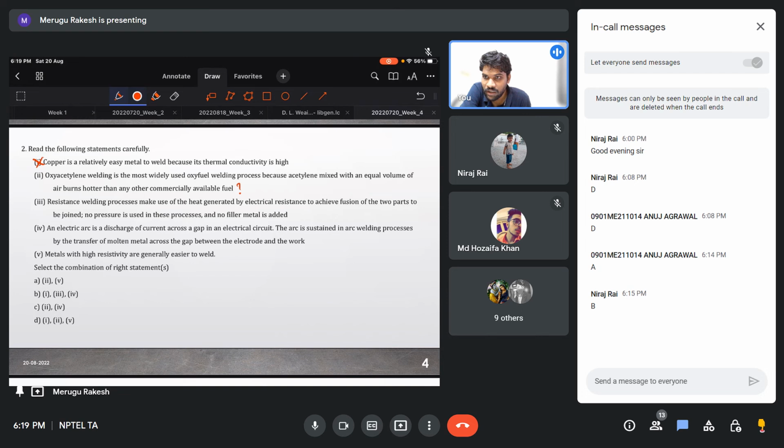So we know that the first option is wrong. We can directly strike off options B and D. So only options A and C are the correct ones. So of course, obviously option 2 is the correct one.